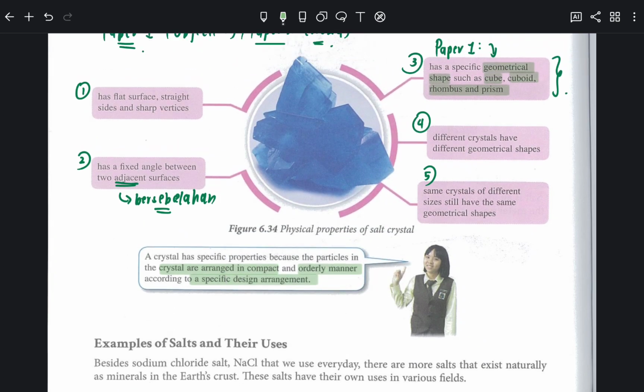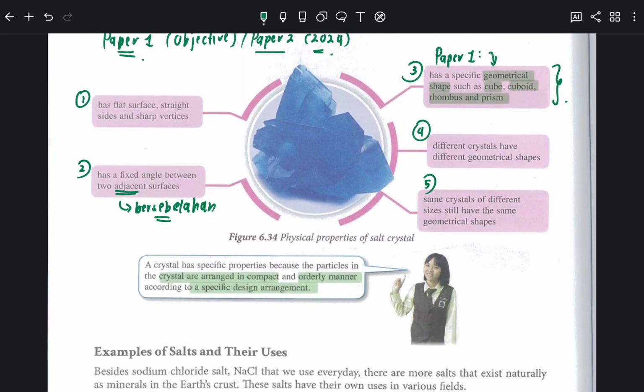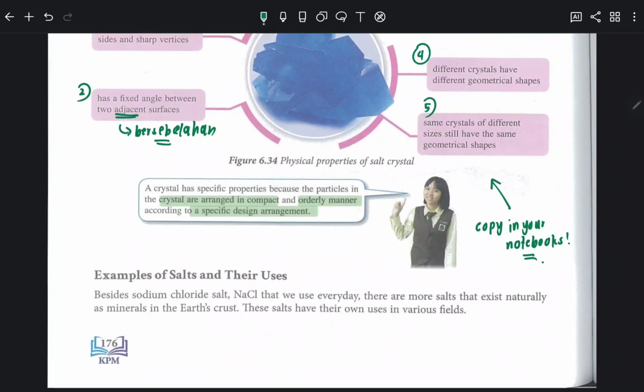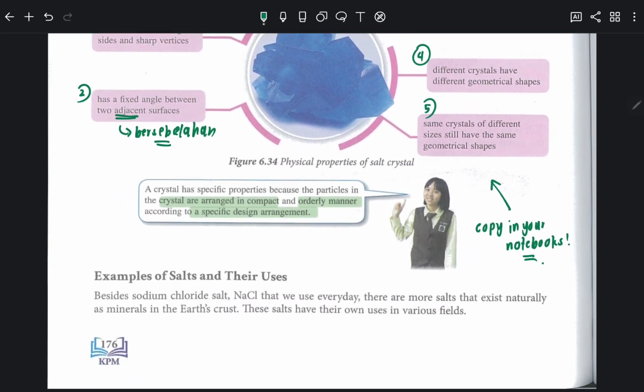Alright, so I want you to copy this wherever. Okay, copy in your notebook lah. Okay, copy in your notebook. I want you to do this. Okay, why? Because then only you won't leka sangat, tak ingat, dan nanti keluar dewan menangis kata tak tahu soalan macam ni. Okay, so pastikan you know that.